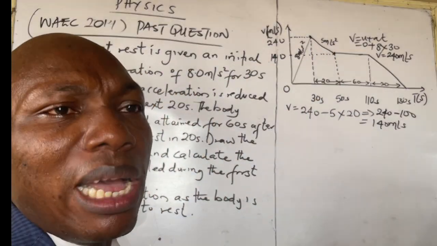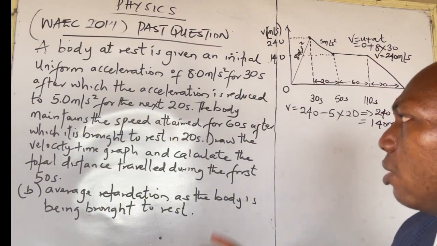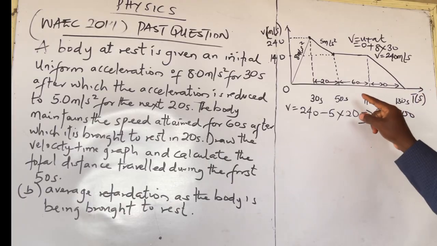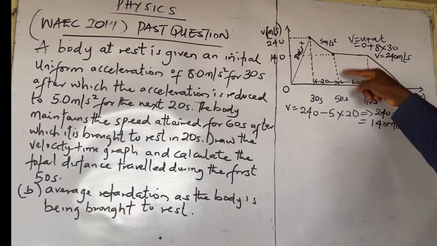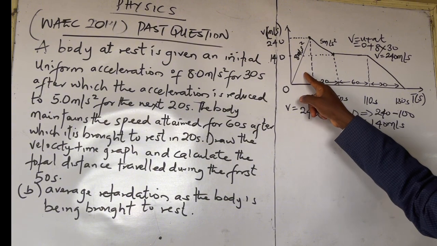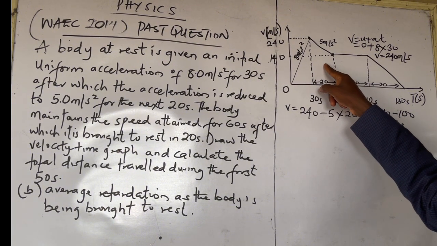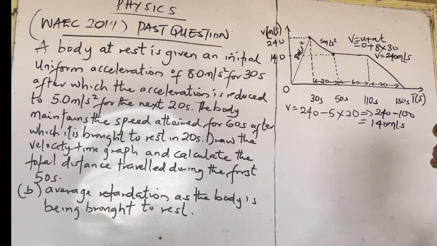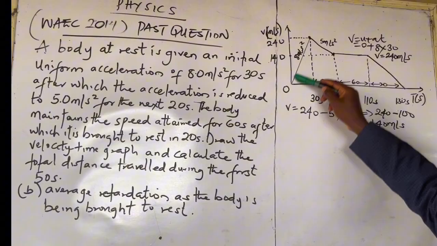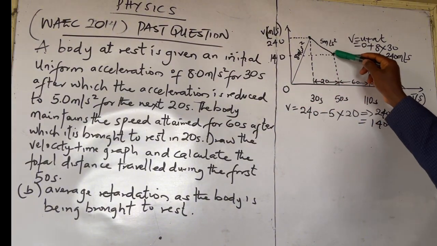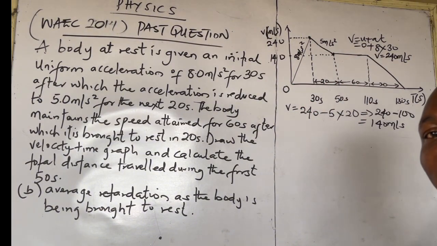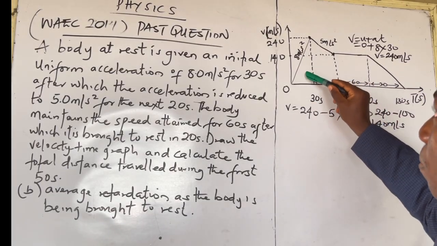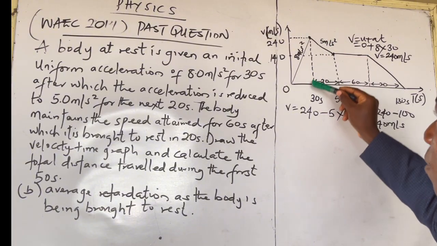So now that we've done all the information needed, the question says calculate the total distance traveled during the first 50 seconds. So this is the first 50 seconds here. So we need the distance here, which is a triangle, and the distance here, which is a trapezium. Because the distance on a velocity time graph is the area under the graph, we need the area of this triangle and the area of this trapezium.